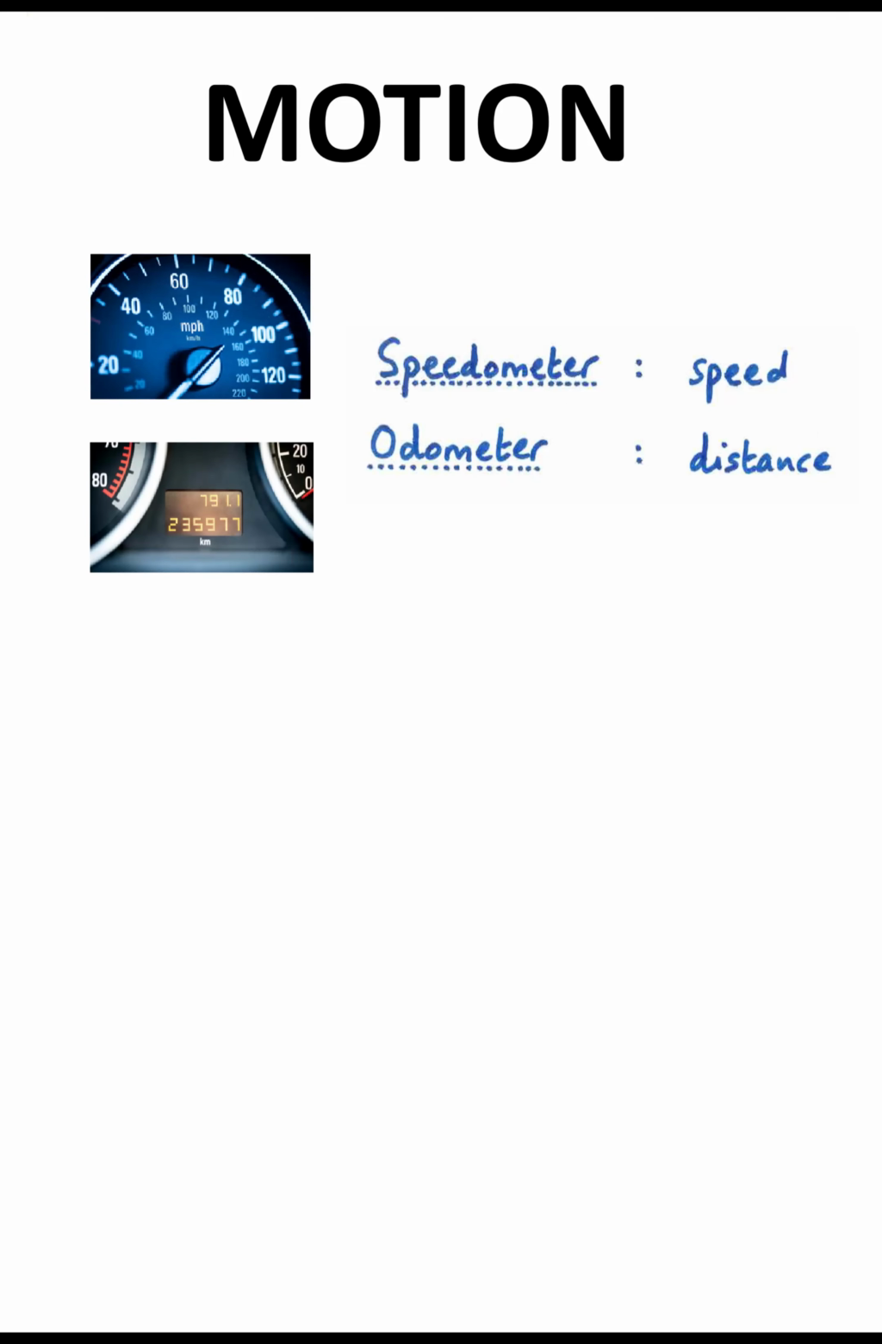The speedometer of a car doesn't care about whether you're going forwards or backwards. Whichever way you go, the speedometer reading goes up. It's the same with the odometer, which is the display of numbers usually underneath the speedometer. This gives the distance the car has traveled.